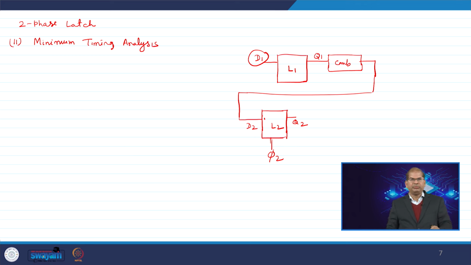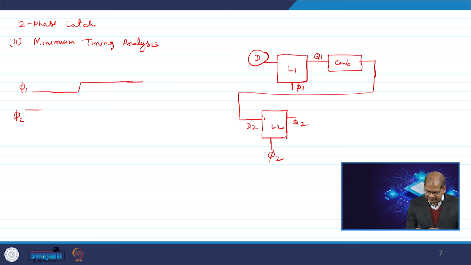Okay, so now we will discuss the minimum timing analysis. So here also we have phi 1. So now we will do the minimum timing analysis. So why is this diagram like that? Because we are considering that phi 1 is arriving late, means on the time axis it is coming later, and your phi 2 is coming early. In this case, how will my hold violation happen?